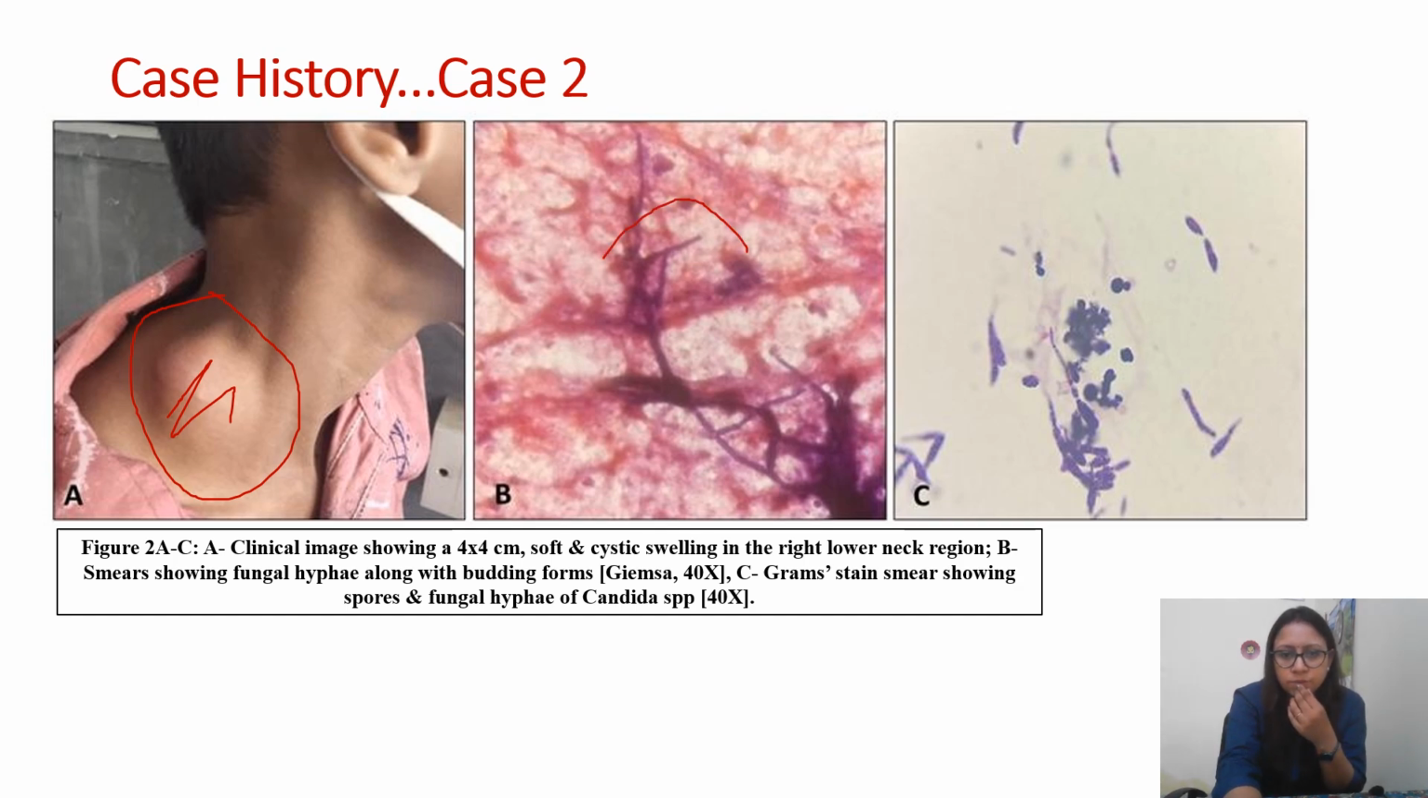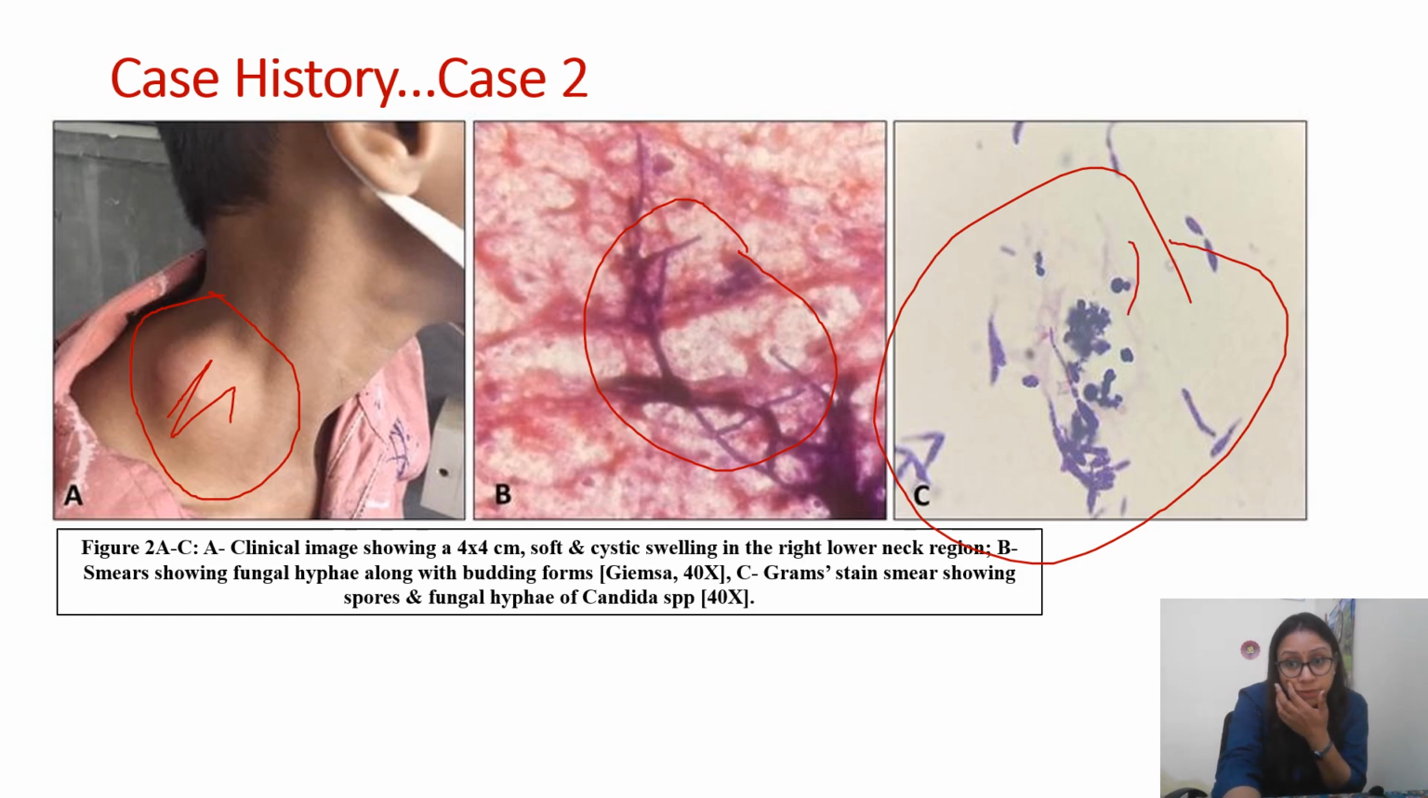And here you can see this is the Giemsa stain. Here also you can see pseudohyphae with budding forms. And this was the Gram stain. Here also you can see spores, the round ones, and the fungal hyphae. So these are all Gram stain.